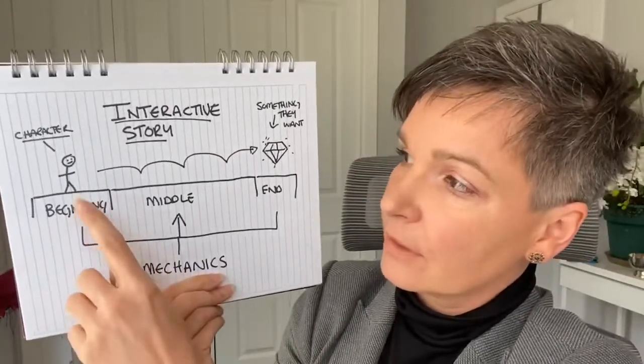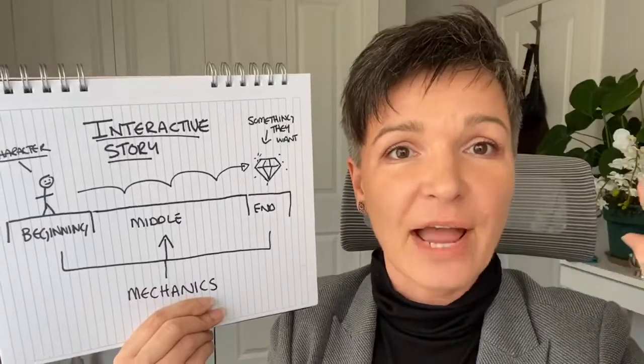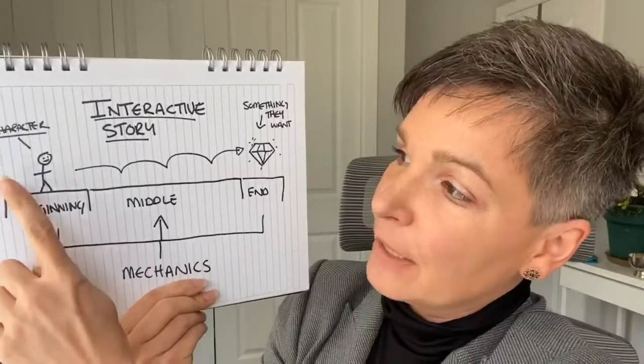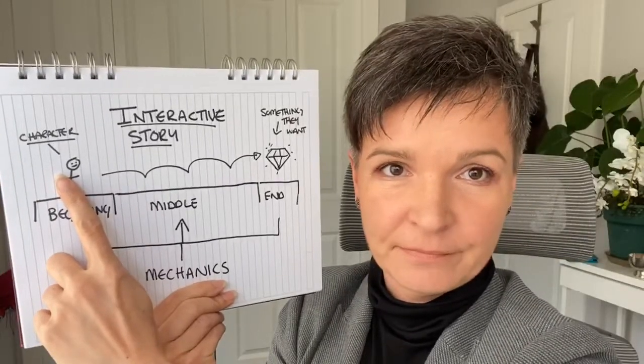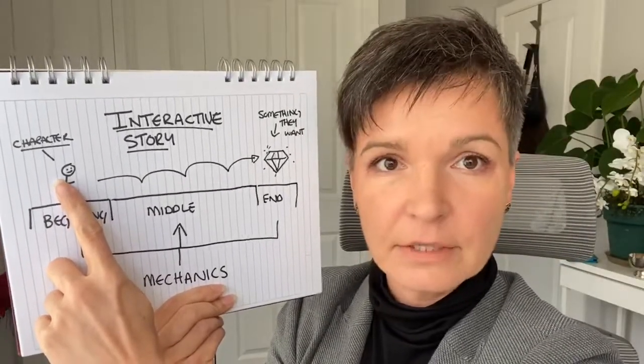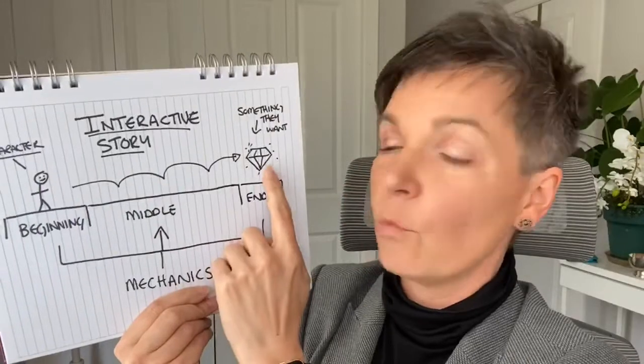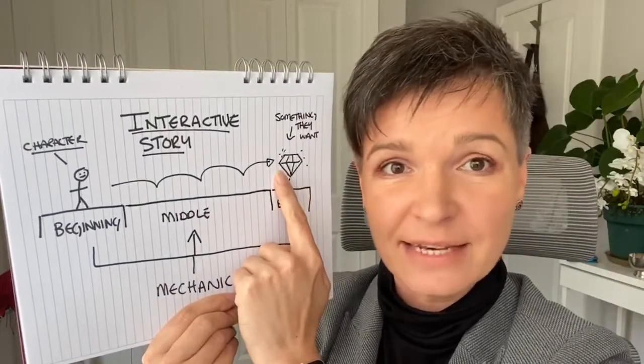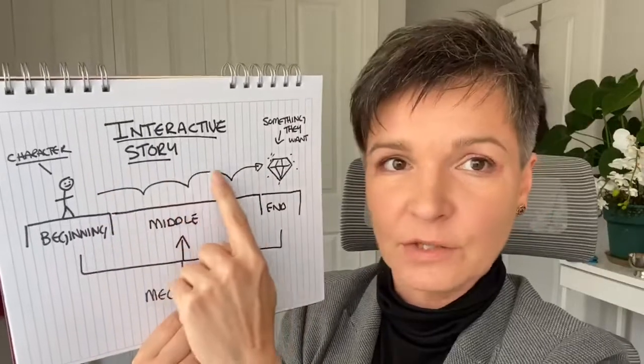So these are the other elements that are absolutely necessary to be here. Hey, thanks, CJ. You have to have a character. The character needs to want something in the future, which is identified as this fancy diamond. It could be anything, and something's in the way.